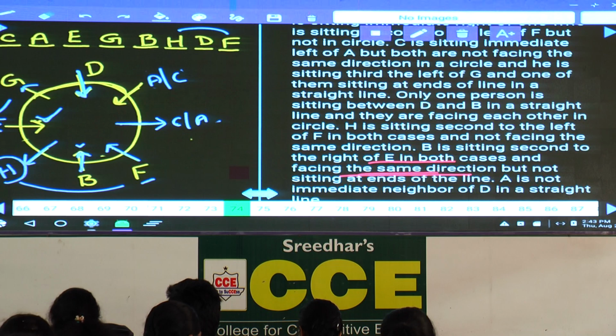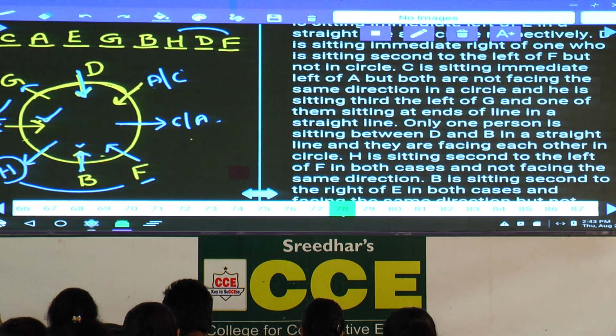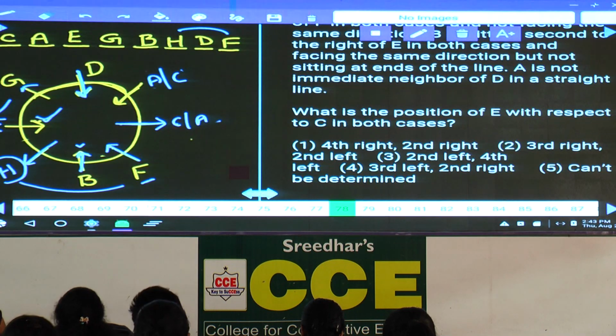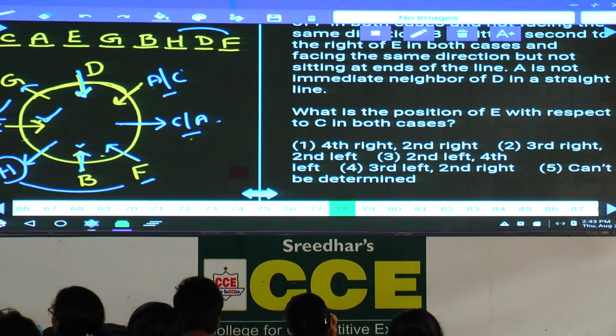Then 79 onwards. Almost 78 question number. Now question number 78. What is the position of E with respect to C? Position of E with respect to C cannot be determined. Isn't it? Why cannot be determined? Because the position of C cannot be determined here. That is not at all fixed. Cannot be determined, choice 5.